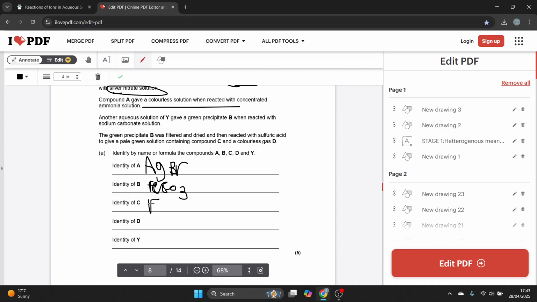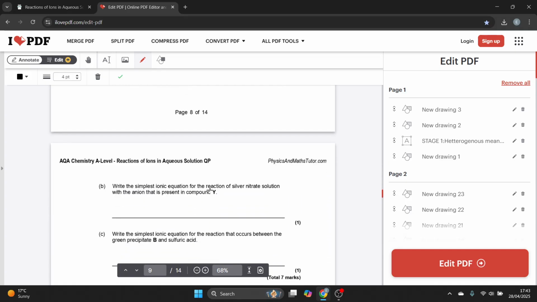So you're going to get FeSO4. Identity of D, colourless gas, obviously going to be carbon dioxide. So you can literally just use logic for that one. And then Y, well, Y is FeBr2.